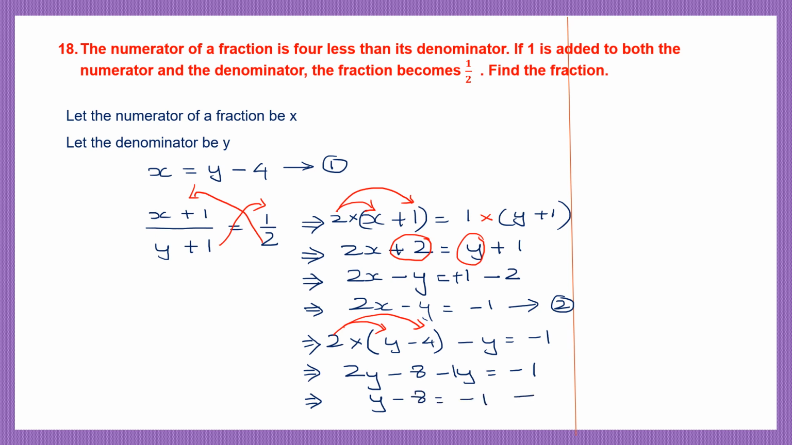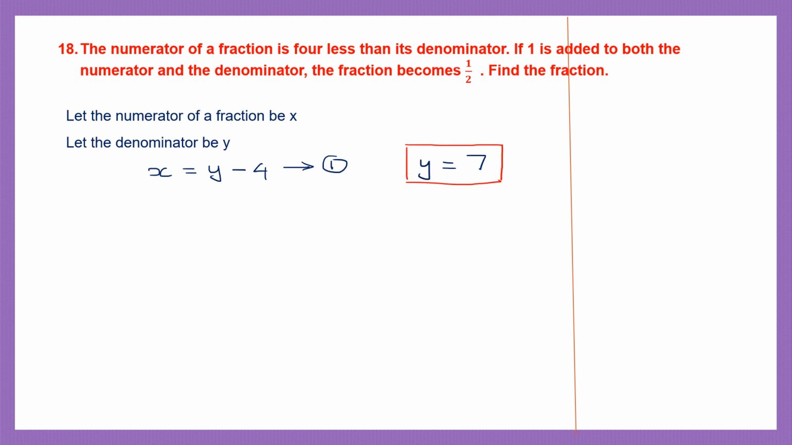So now let's find the value of y. Y is equal to minus 1 plus 8, because we have transposed this minus 8 from the left hand side to the right hand side. It's become plus 8. Now minus and plus here, signs are different, so we put the sign of the bigger number and subtract. 8 minus 1 is 7. So y is equal to 7.